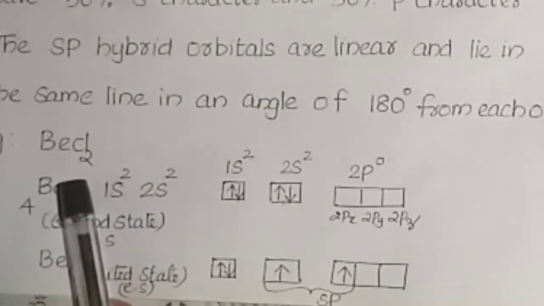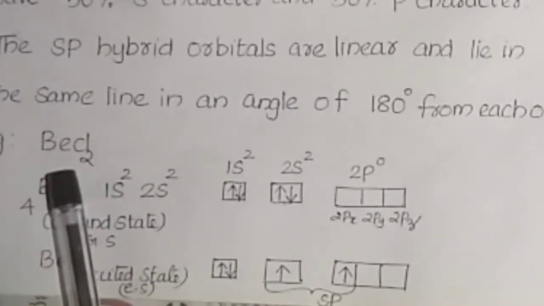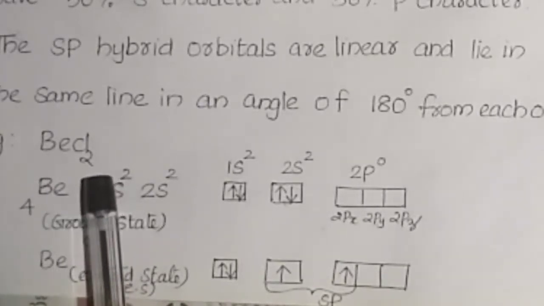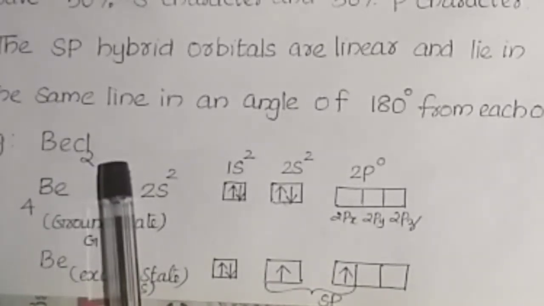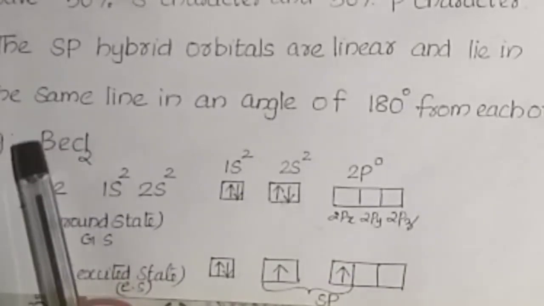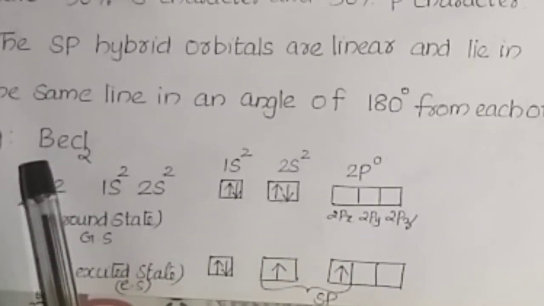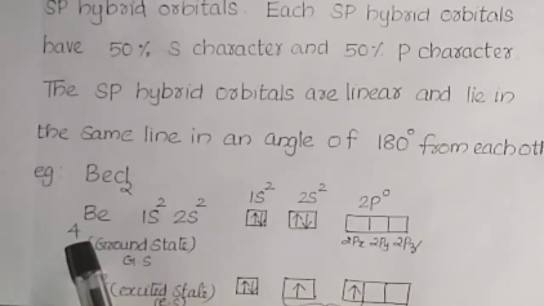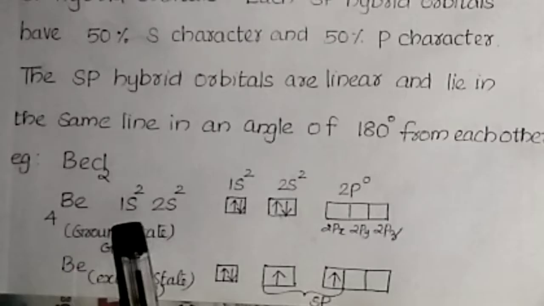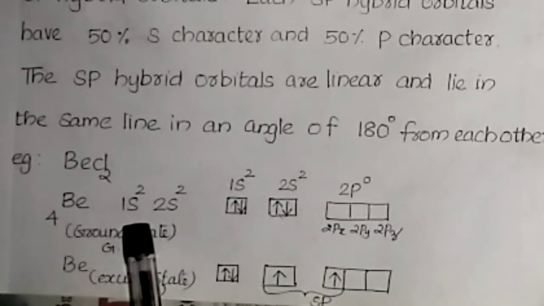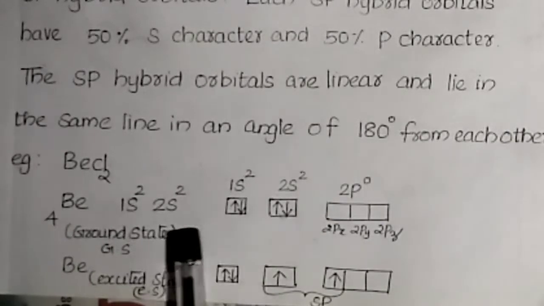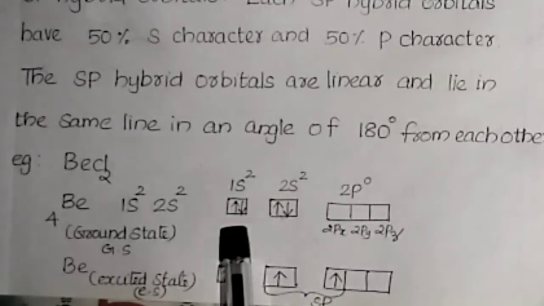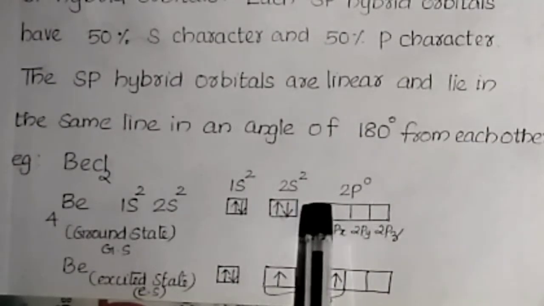Example for sp hybridization: beryllium chloride. To find out the hybridization, first you should find out the central atom. Here the central atom is beryllium, atomic number 4. Then for the ground state electronic configuration you write 1s2, 2s2. Then the orbital diagram method is 1s2, 2s2.